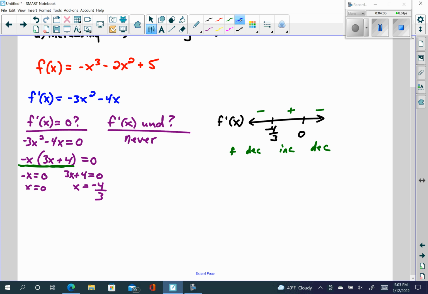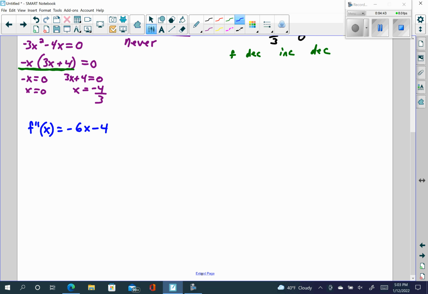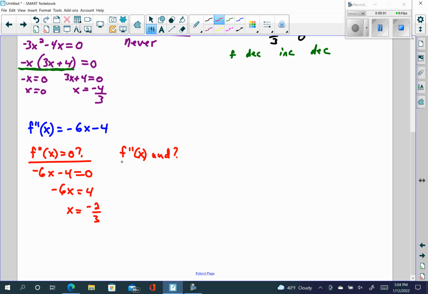Let's go ahead and find our second derivative. Looking back up here, this will give us a negative 6x minus 4. Where is this going to equal 0? When negative 6x minus 4 equals 0. So we'll add 4, divide by negative 6, so we could say this will be a negative 2/3. Will it be undefined anywhere? No.